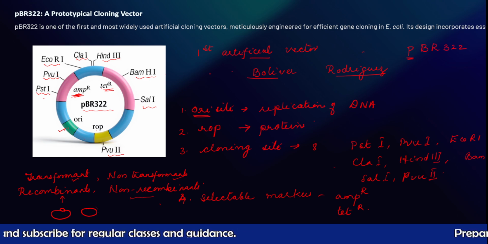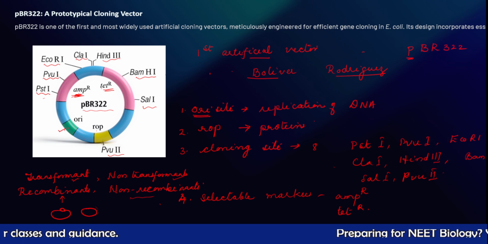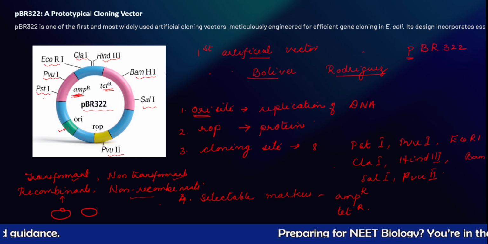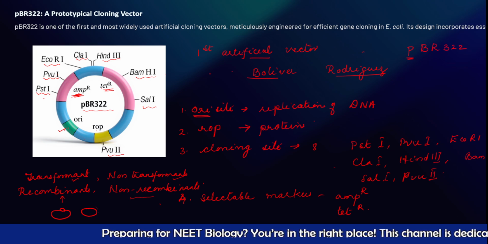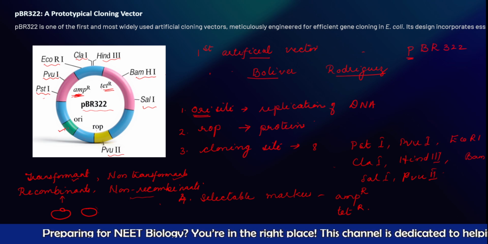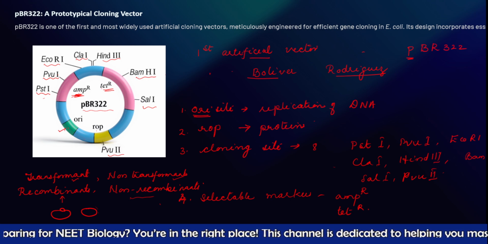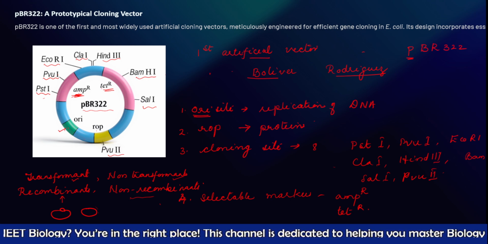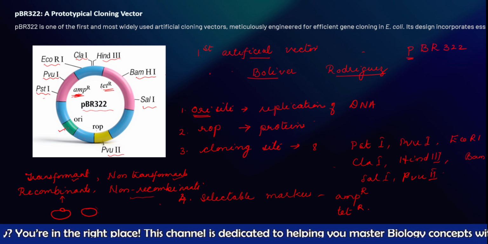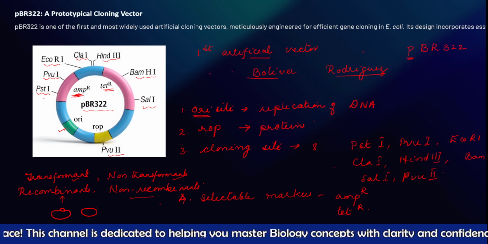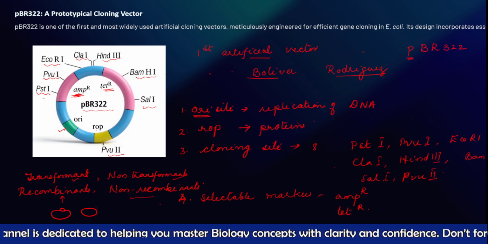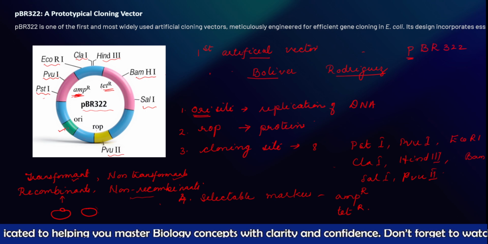So that's all for today's class. If you have any doubt, you can ask related to everything till here: the properties of restriction enzymes, the features of a cloning vector, pBR322, the different parts of pBR322. So now this is the discussion or doubt session. You can ask your doubt now.